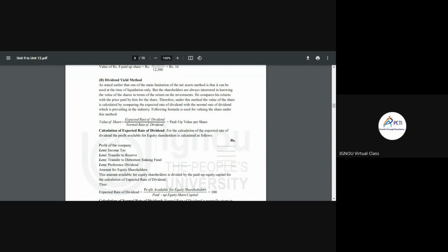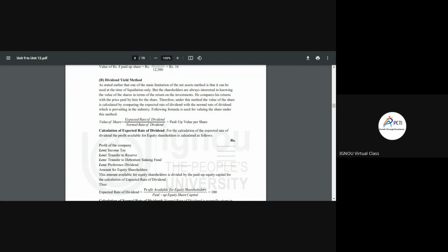So, the following formula is used for valuing the shares under this method. Value of share is equal to expected rate of dividend divided by normal rate of dividend multiplied by paid up value per share. For the calculation of the expected rate of dividend, the profit available for equity shareholders is calculated as follows.